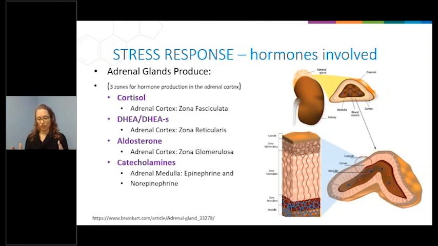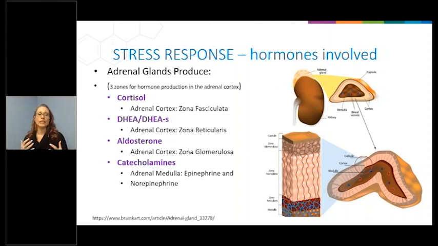So when we're talking about stress, we also want to understand what the body does with this, right? In the stress response, let's talk about the hormones that are involved. We have adrenal glands, we have two of them generally, and these sit atop your kidneys. So you have two kidneys, and on top of each kidney there's this little triangle gland that is your adrenal gland, two of them. There's an outer portion of the adrenal gland called the adrenal cortex, and then the inside is called the adrenal medulla.